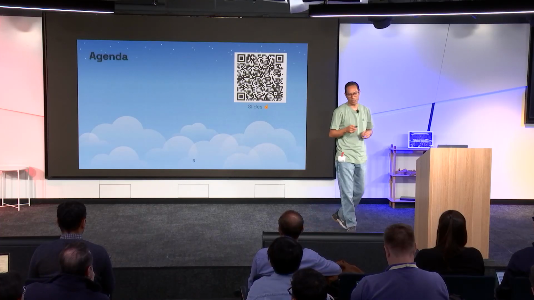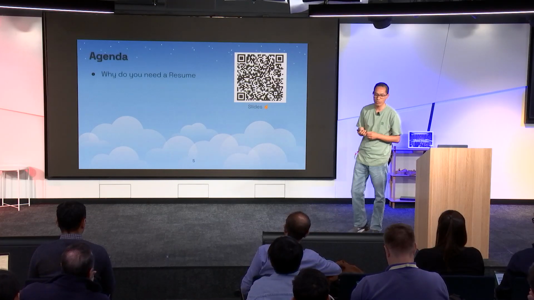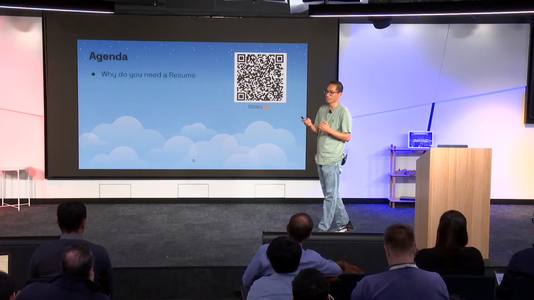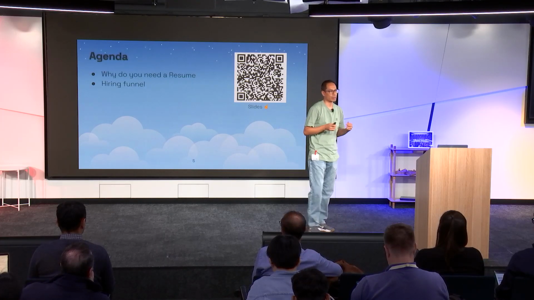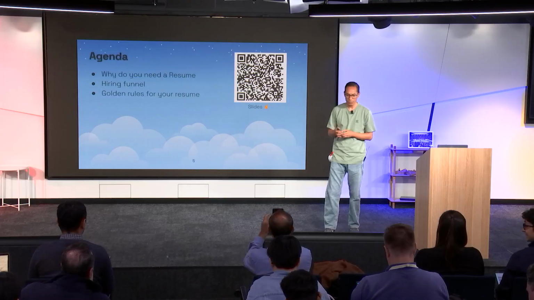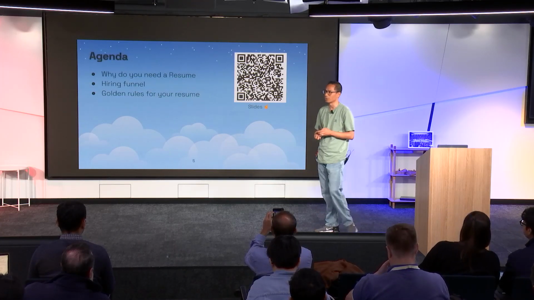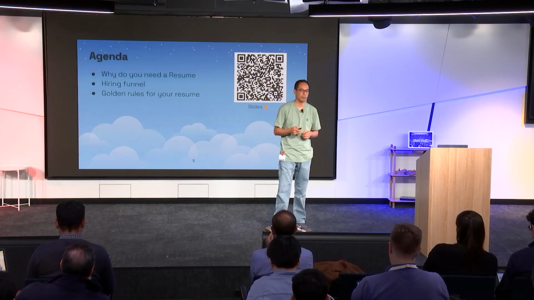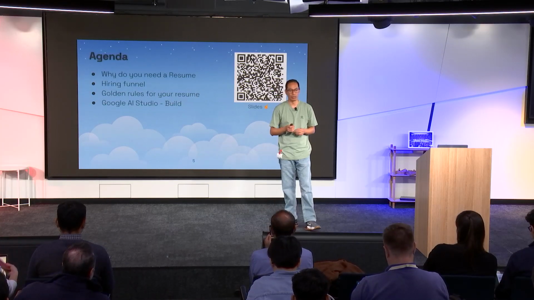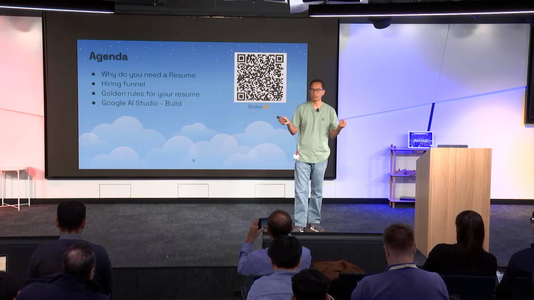So let's get onto the agenda. First, we'll look into why you actually need a resume. Why do you need a resume in the first place? Then a bit about the hiring funnel. After that, 3 or 4 golden rules, at least what I see as golden rules for your resume. Then we'll go into what is Google AI Studio.